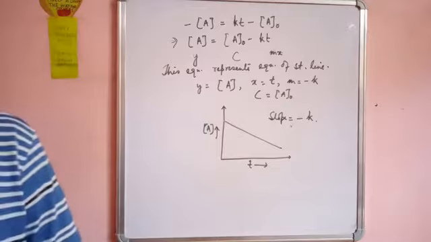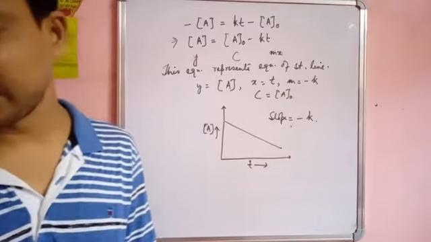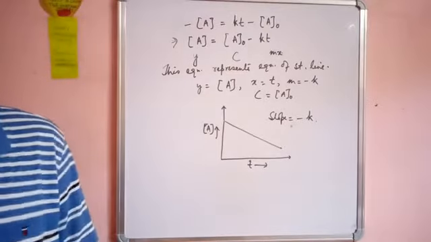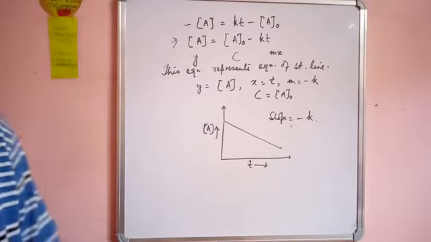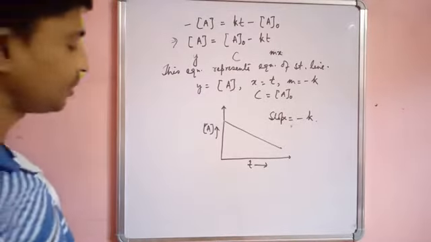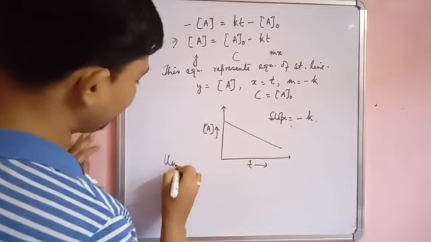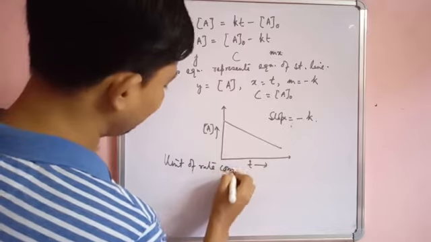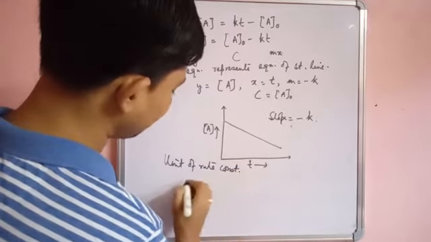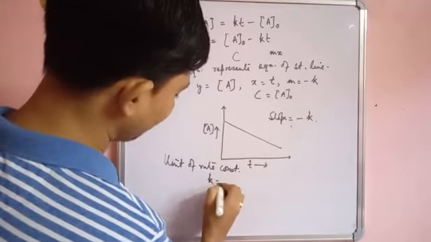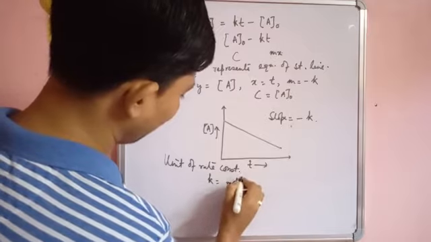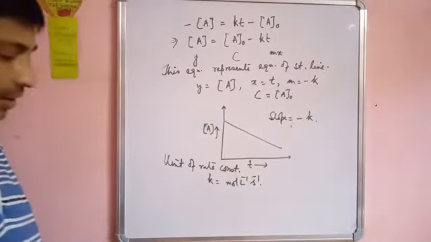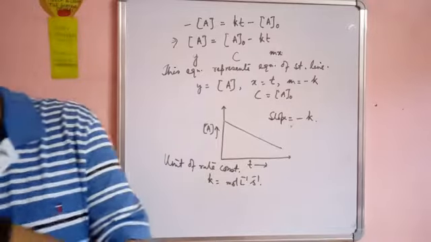Please keep it in mind, this graph is a very, very important graph. And the unit of rate constant for a zero order reaction is k equal to mole per liter per second.